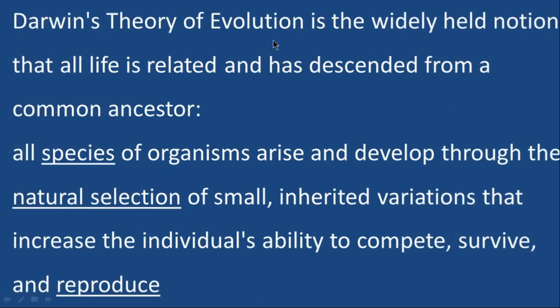So Darwin's theory of evolution is a widely held notion that life is related and has descended from a common ancestor. So his conclusion: all life on this planet is related. It had descended from a common ancestor. They are descended from a common ancestor. So all species of organisms arise and develop through natural selection.